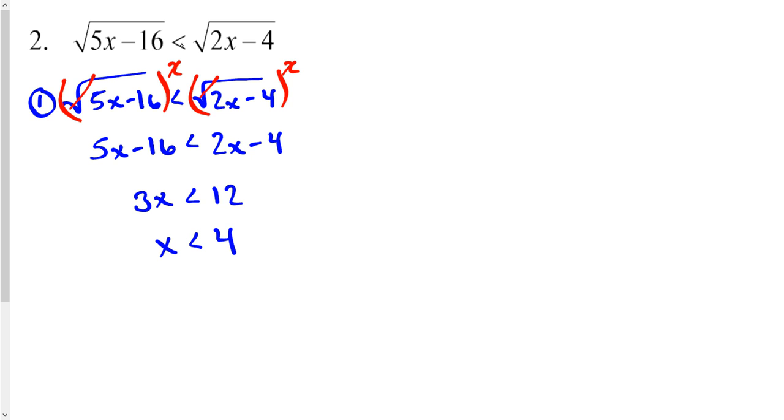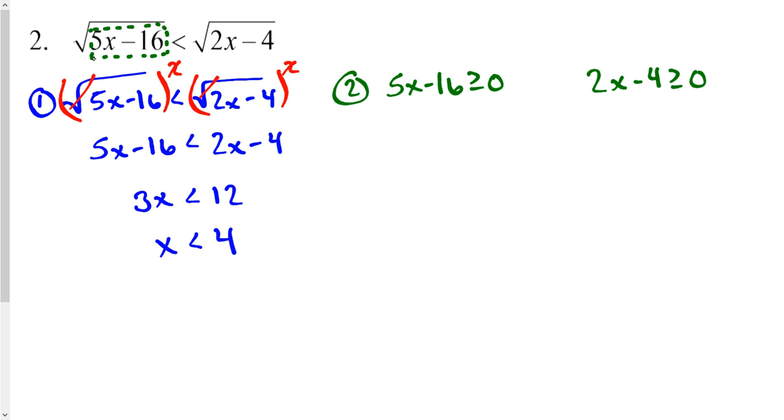However, neither one of these radicals should be imaginary. Okay, so I need to set 5x minus 16 to be greater than or equal to 0, and 2x minus 4 also has to be greater than or equal to 0. I have two radicands, ergo, I have two different new little mini inequalities to go through and solve to make sure that I don't have any imaginary numbers.